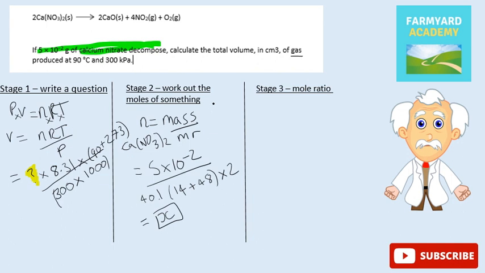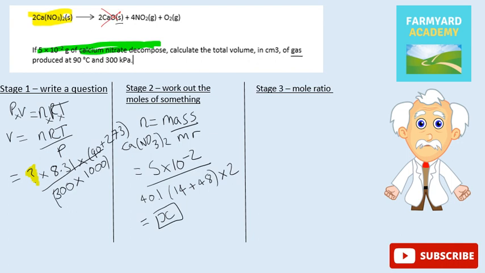And then the final stage is to use a mole ratio in order to work out the moles that you actually want. So this is where you've got to be a bit clever. I've worked out the moles of the calcium nitrate, but I don't want the moles of the calcium nitrate, I want the moles of the gas. Now here you can see in the products, calcium oxide is a solid, so I don't want that. So I'm going to cross that off, so we're not interested in that.